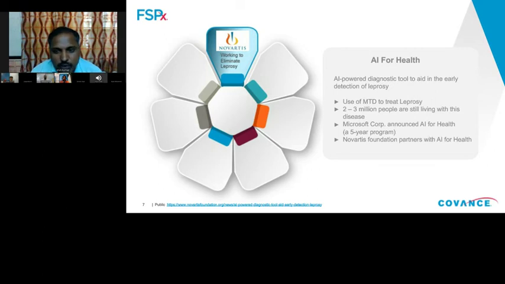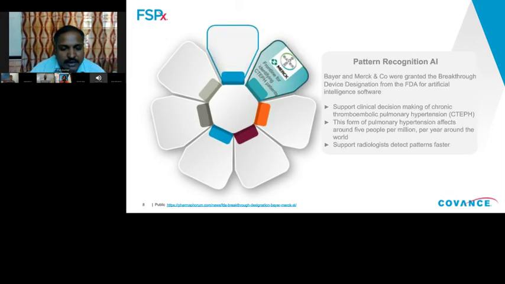And Novartis, with the help of this technology, wants to eliminate the disease completely and make this disease history. So that's their aim, and they're preferring the technology for achieving this. So next we have the pattern recognition artificial intelligence software, which has been developed by Bayer and Merck.